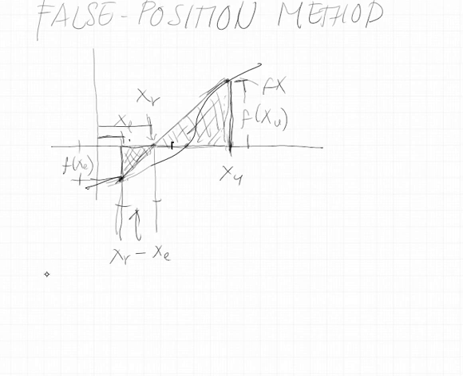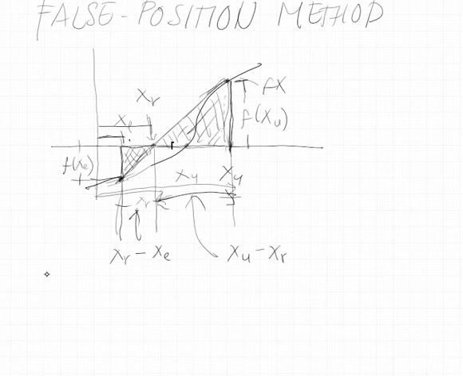And for the bigger triangle, this length will be again from here to here. This one is xu. And from here to here, this is xr. So therefore, the base of the bigger triangle will be xu minus xr.